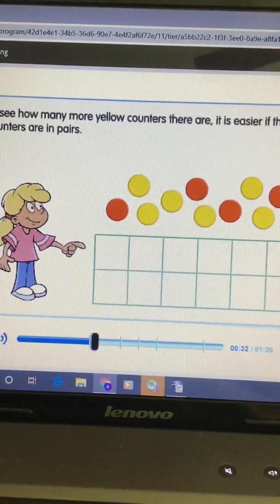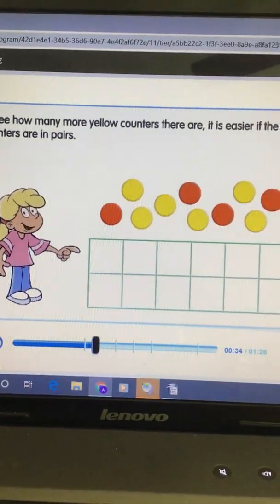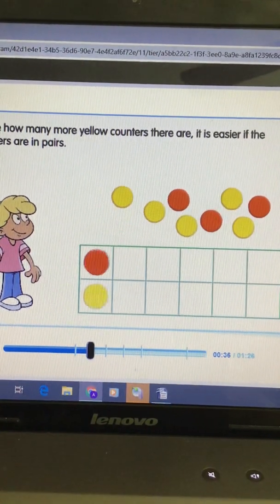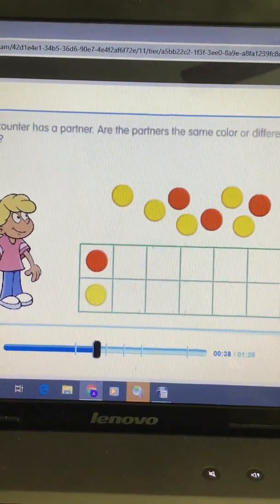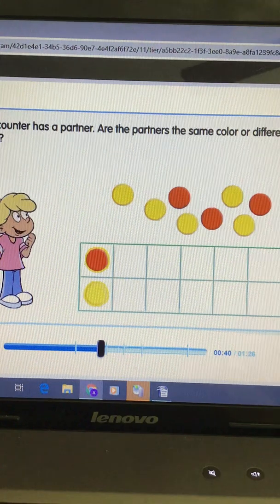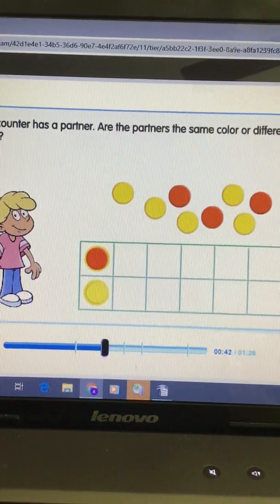To see how many more yellow counters there are, it is easier if the counters are in pairs. Each counter has a partner. Are the partners the same color or different colors?